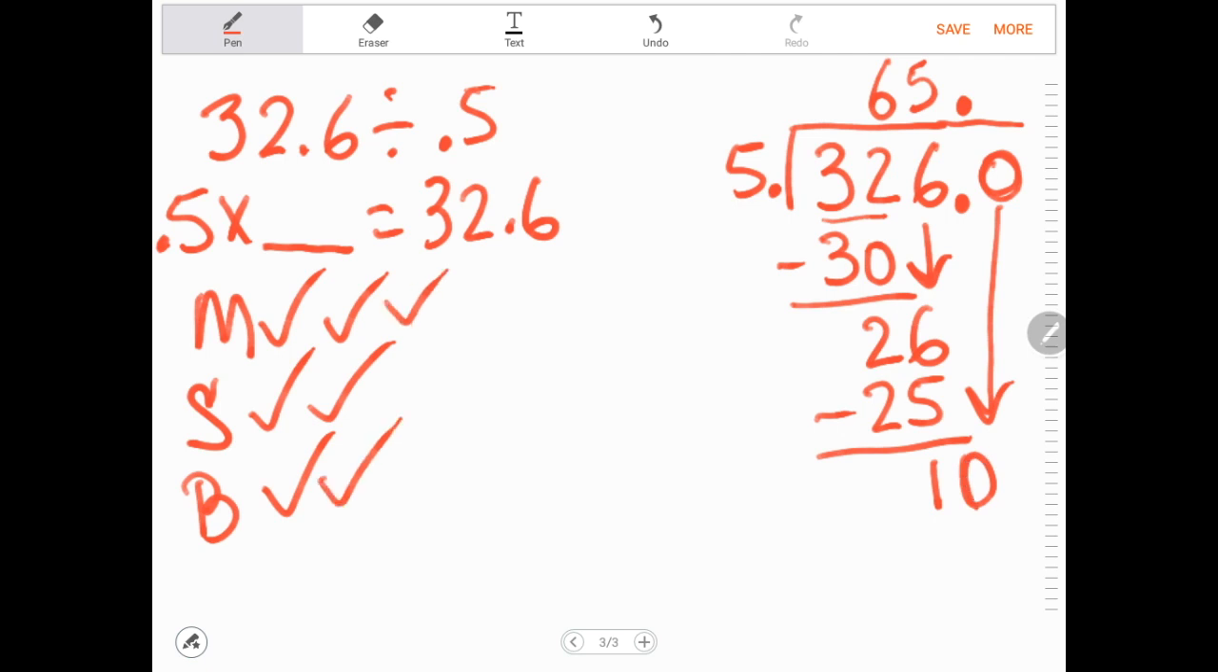Now I multiply again. 5 times what gives me a number close to 10? And that number is 2. 5 times 2 is 10. I subtract. And now I get a remainder of 0. There's nothing else to bring down. If I wanted to, I could add a 0 here, but I don't need to. So I don't need to do it because there's no remainder, so I'm done.